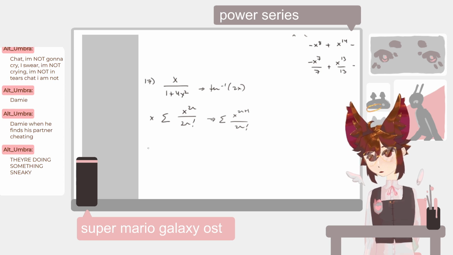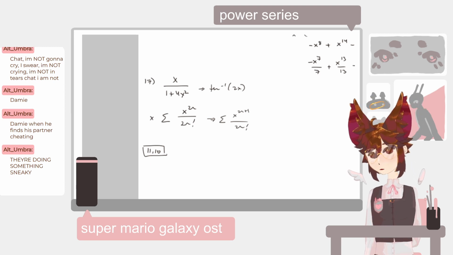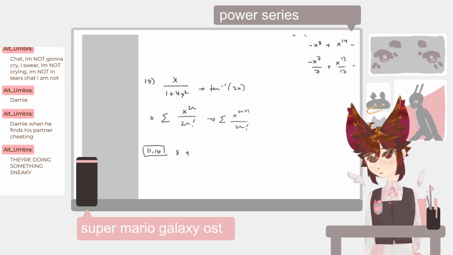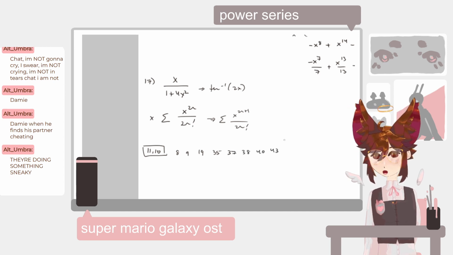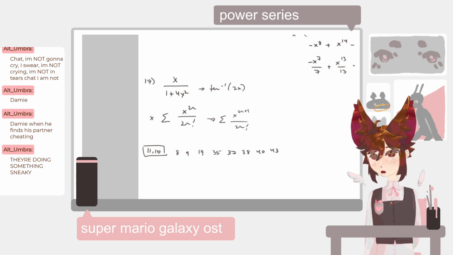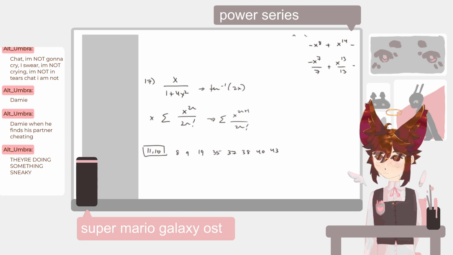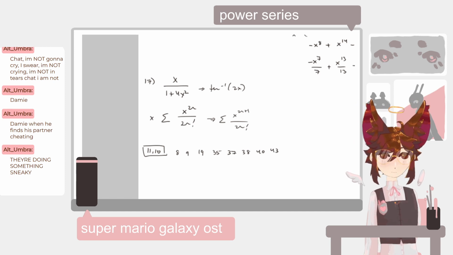Okay. For 11.10, what do we have? 8, 9, 19, 35, 37, 38, 40, and 43. Ugh, that's a lot of things. Okay, use the definition of a Taylor series to find the first 4 non-zero terms centered at a, for f of x, its given value of a.